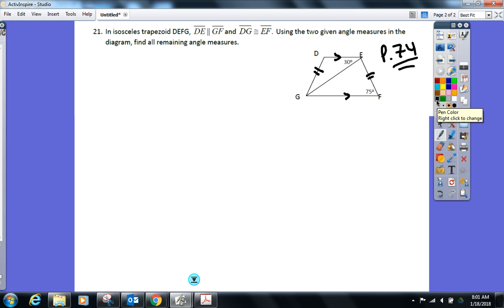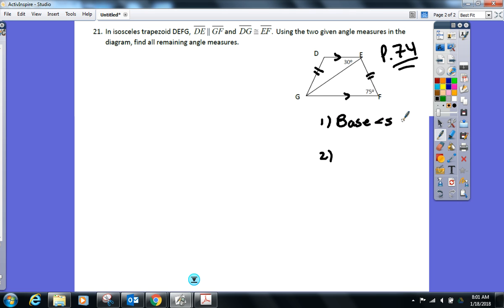First of all, let's review. Even if I don't need to use it, let's review the properties of an isosceles trapezoid. Legs are congruent. What else should we know? We should know probably two more properties, regardless if we use them here or not. Those two properties: base angles are congruent.